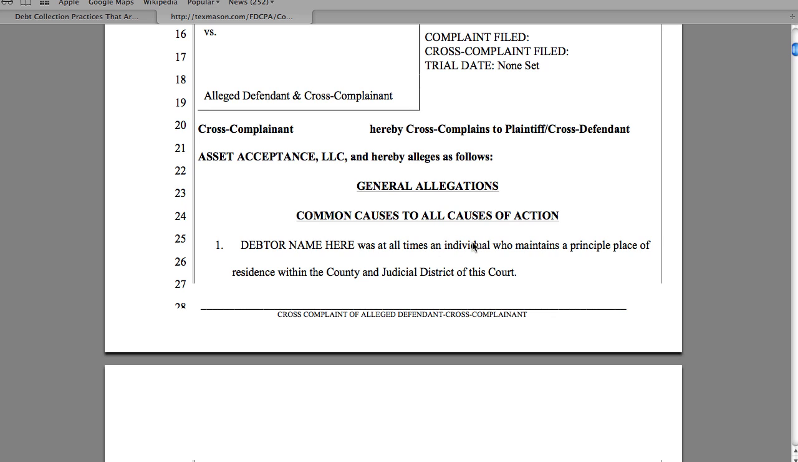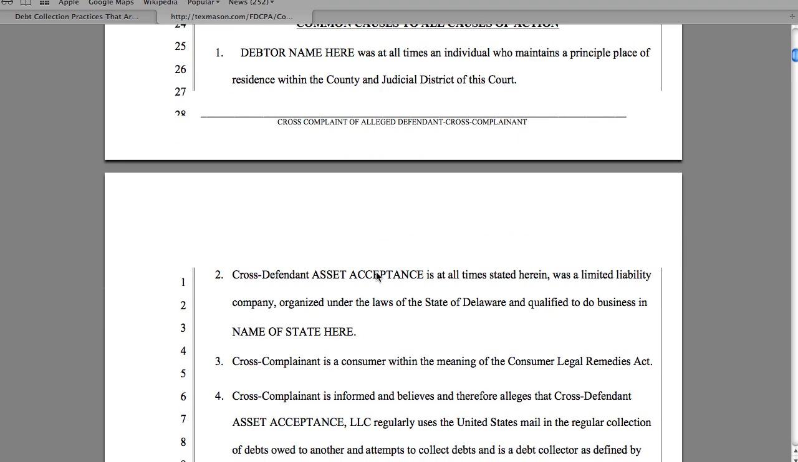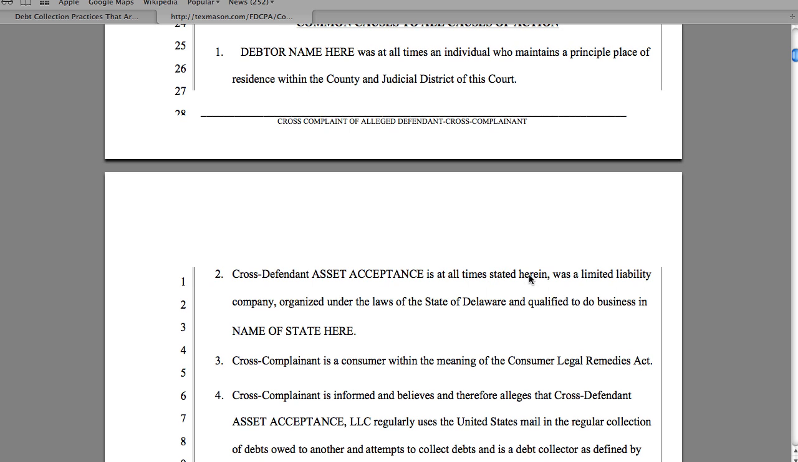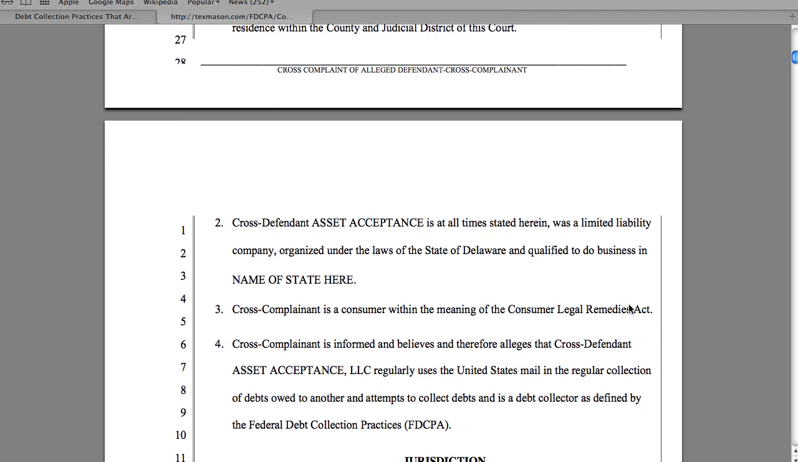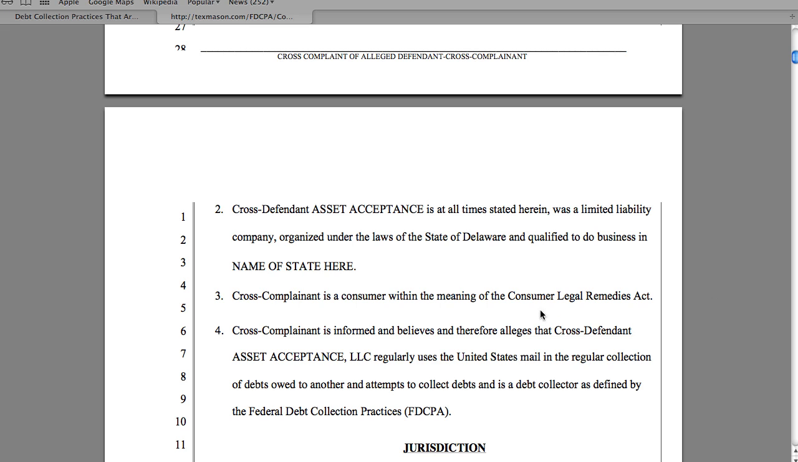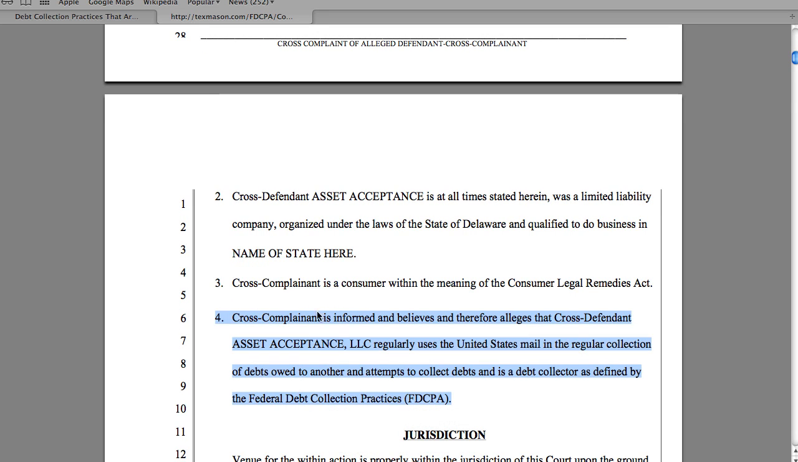Debtor was at all times the individual who maintains the principal place of business at the residence. The cross-defendant Asset Acceptance, that's whoever's your debt collector, was at all times a limited liability company organized under the laws of Delaware. Cross-complainant is a consumer within the meaning of the Consumer Legal Remedies Act. Okay, Consumer Legal Remedies Act. We might want to look that up. Cross-complainant is informed and believes and therefore alleges that the cross-defendant Asset Acceptance regularly uses the United States mail in regular collection of debts, etc. This is one of the requisites to fall under the FDCPA.